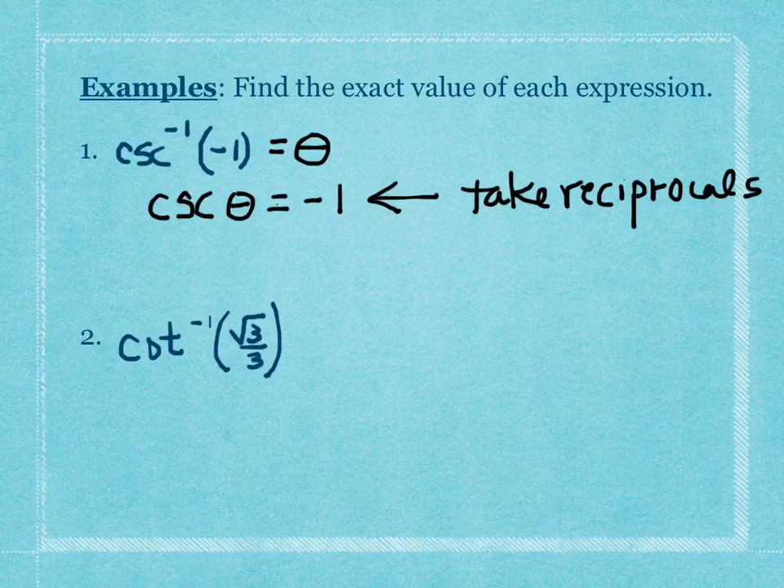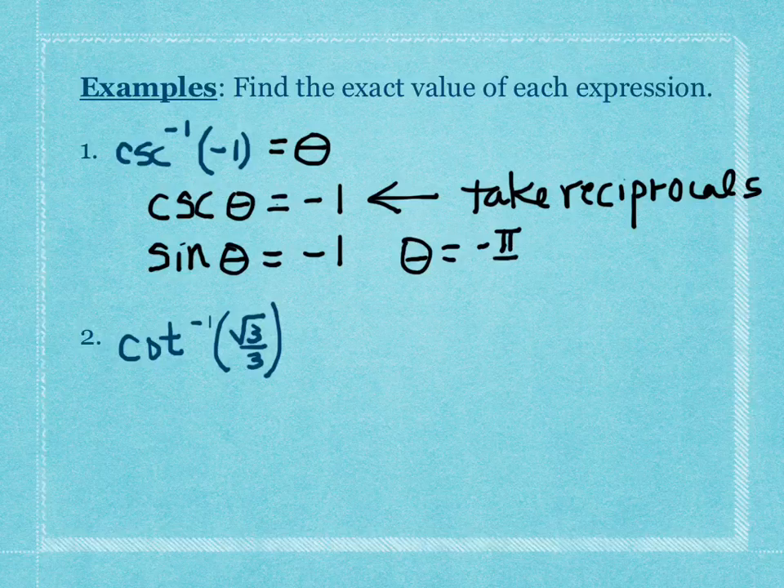So I'm going to show you how that works on this one, not because it's absolutely crucial, but because it will be on some of our problems. So the reciprocal of cosecant is sine, and the reciprocal of negative 1 is very friendly, also negative 1. And then if you recall, the location for sine to be negative 1 between quadrants 1 and 4 is at the very bottom of quadrant 4, at negative pi halves. So negative pi halves is the cosecant inverse of negative 1.